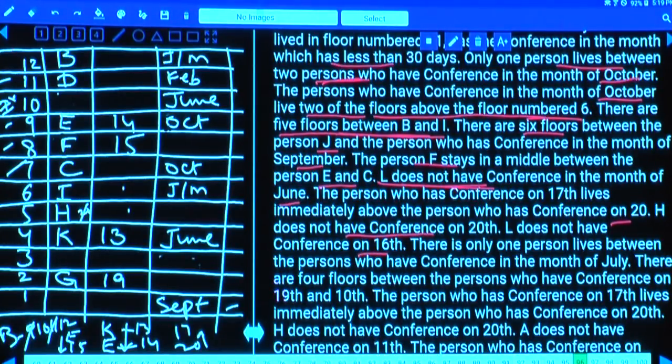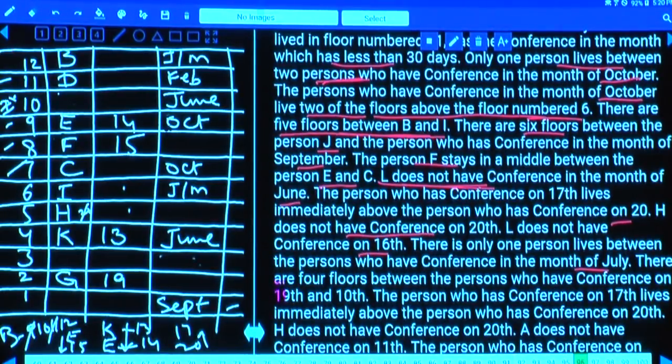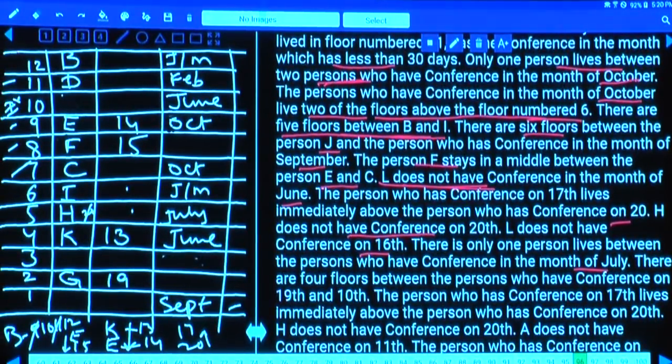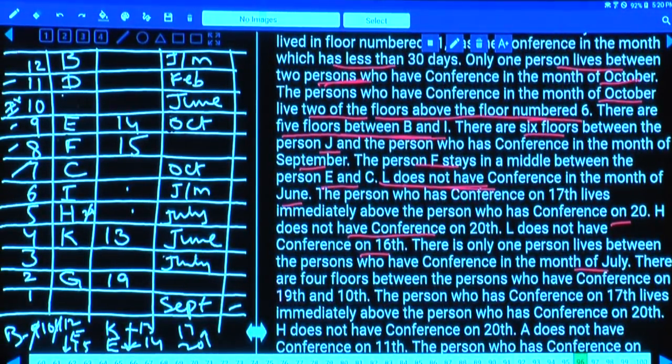There is only one person between the persons in the month of July. In the month of July there must be exactly one person between them. Tell me where should this July be? July and July at this place, isn't it? One between July and July.